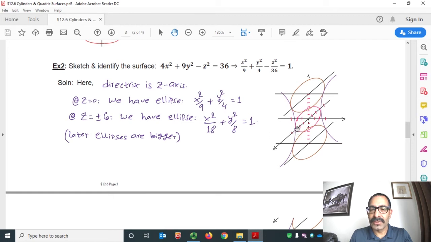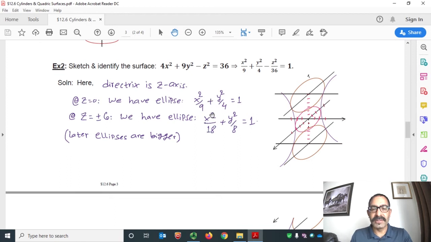X equals 3, minus 3, y equals 2, minus 2, and at z equals plus 6 and minus 6 height, so from here 1 2 3 4 5 6, similarly from here 1 2 3 4 5 6, at z equals plus 6 height and at z equals minus 6 height, we have this ellipse, a bigger ellipse than the previous one.